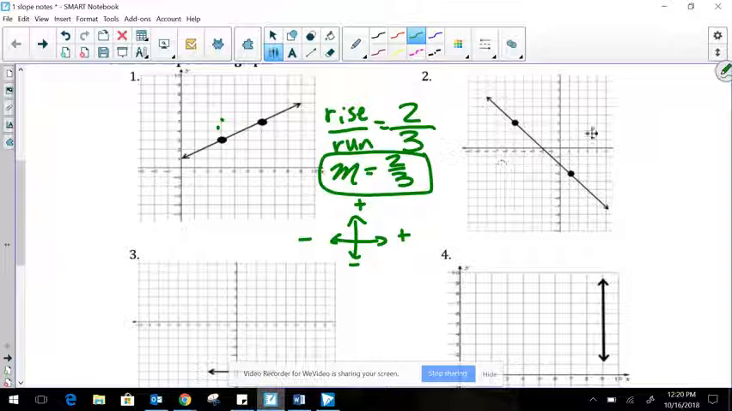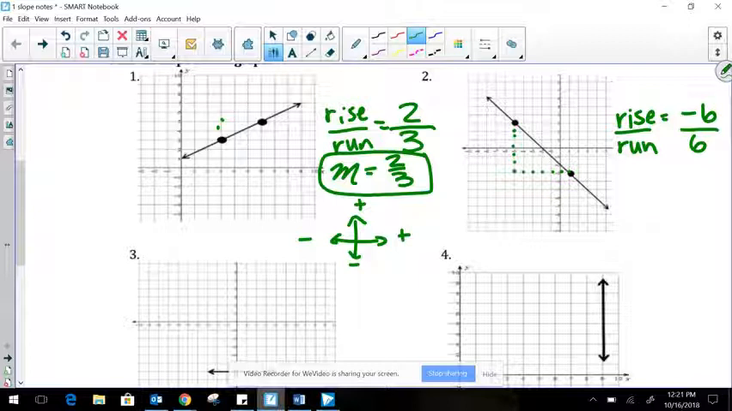Okay, let's try number 2 here then. I'm going to start on my left point. I'm going to count down how many lines until I get to this point on the right. So I'm going down 1, 2, 3, 4, 5, 6. So my rise, I went down 6, so that's a negative 6. Then I need to run over 1, 2, 3, 4, 5, 6. So I went right 6, that's a positive. If you can reduce negative 6 over 6, do that. So I divide that out, that should be negative 1, and that is equal to your slope.